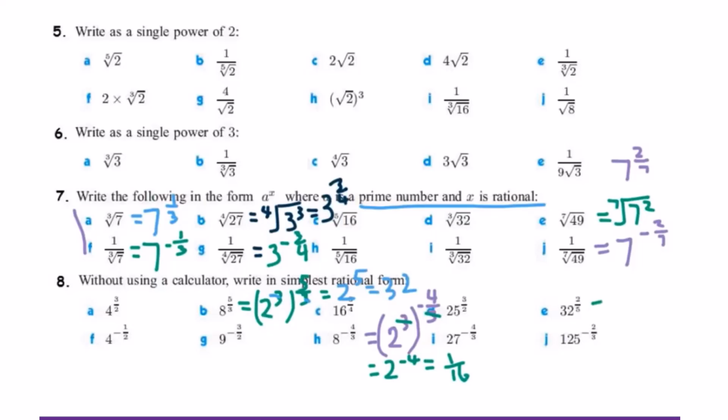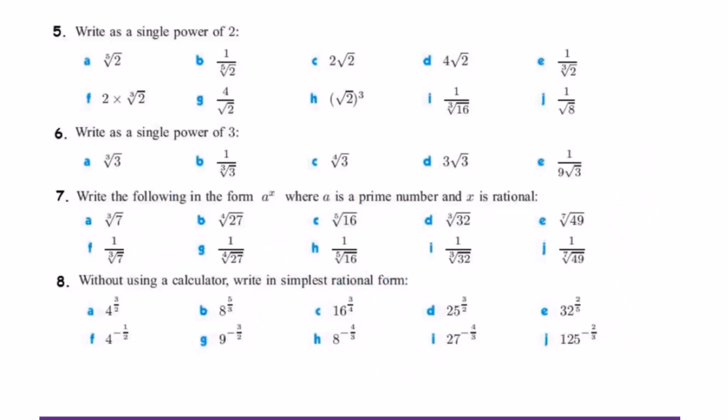For e, I can write down 2 to the 5th power, then times 2 over 5. Still reduce this 5, you will get the 2 squared, means 4. For i, I can write down 3 to the 3rd power, then multiply by negative 4 over 3. Exponents multiply. That's how you get the 3 to the negative 4th power, means 1 over 81.